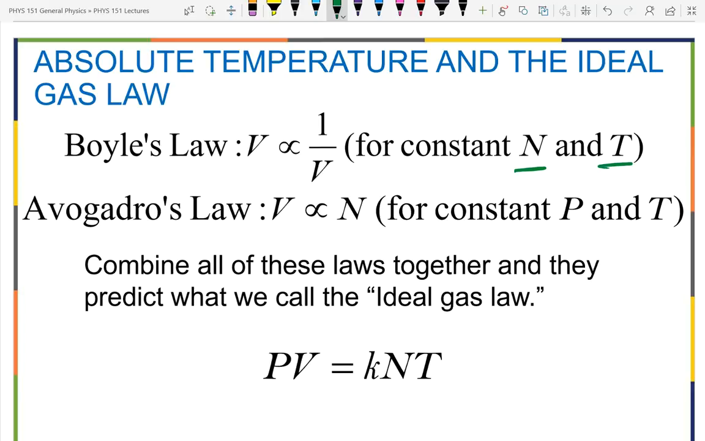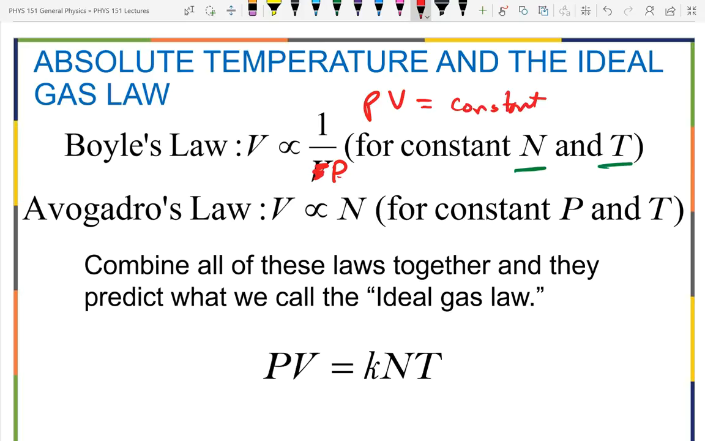So here, does anybody see my typo? No? Volume can't be proportional to 1 over volume. That would be ridiculous. Volume is proportional to 1 over pressure if you keep the number of molecules and the temperature constant. Or in other words, PV is equal to constant if N and T are constant.